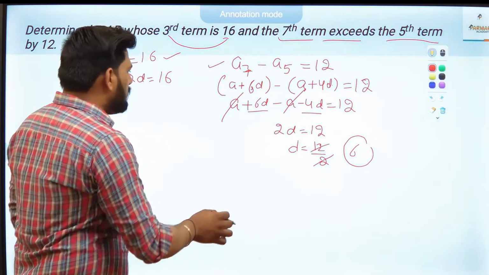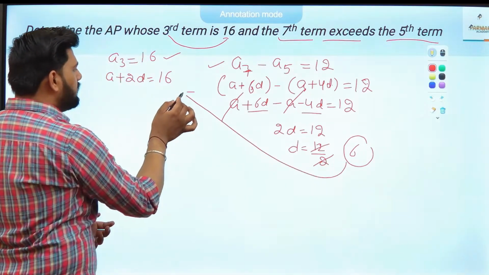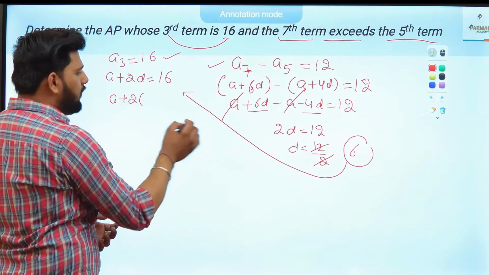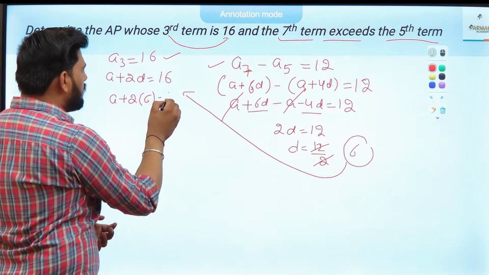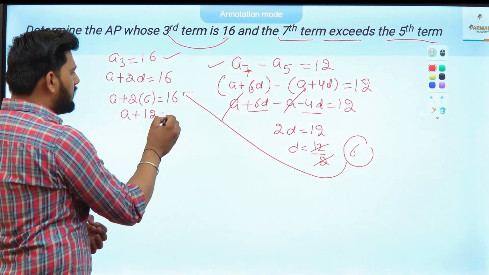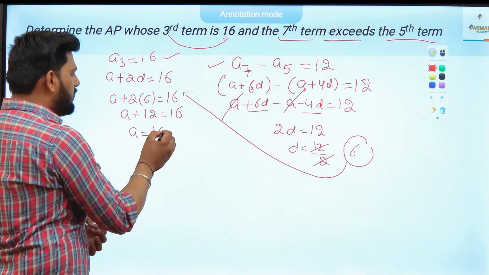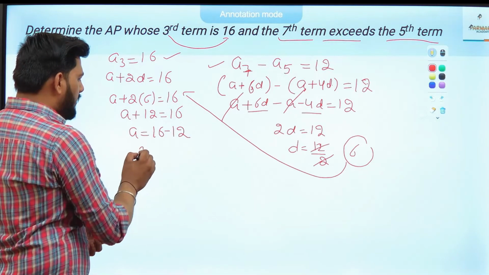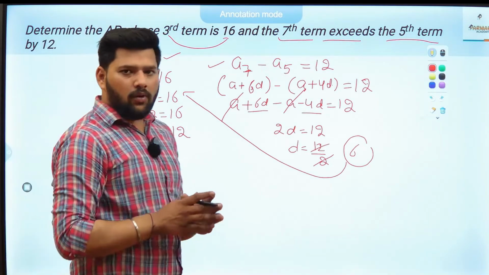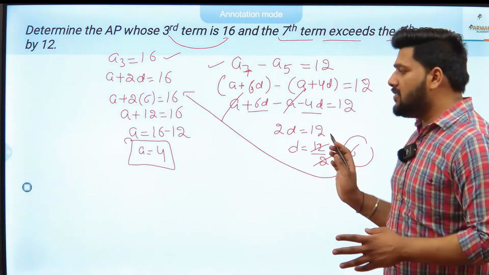Now we have the second equation, so we will use this value here. A plus 2 times the common difference 6 is equal to 16. So A plus 6 twos are 12 is equal to 16. A is equal to 16 minus 12, so A is equal to 4. So the first term of the required AP sequence is 4 and the common difference is 6.